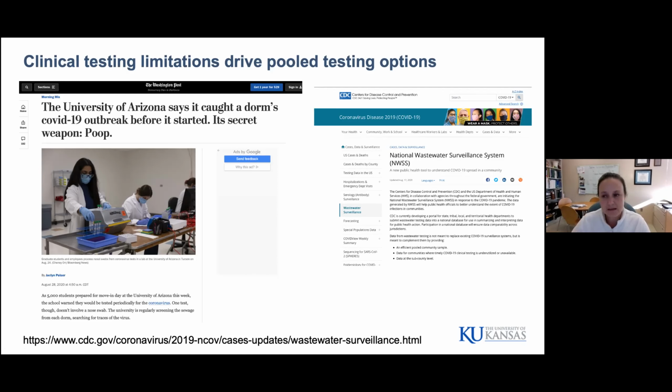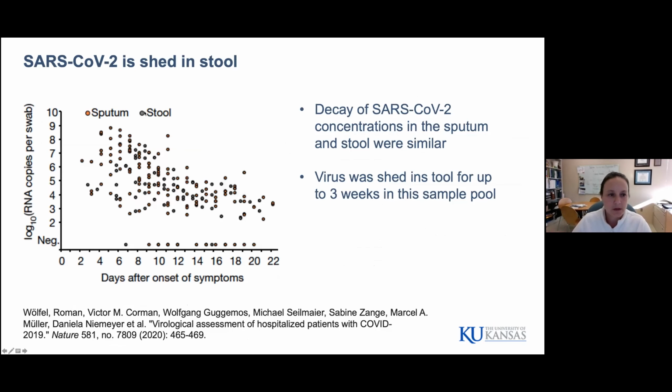But I think the federal agencies have really understood the manpower and the expertise in the wastewater field and the water field to track viruses and populations. So, I'll step back and go just a bit into the science.